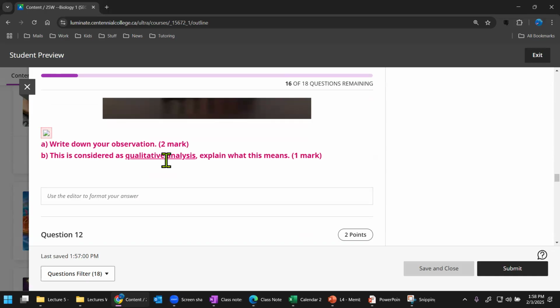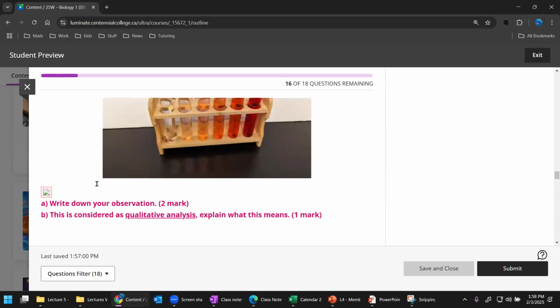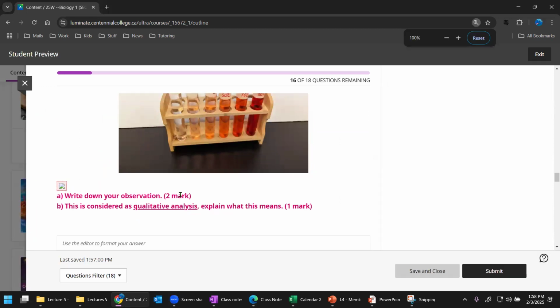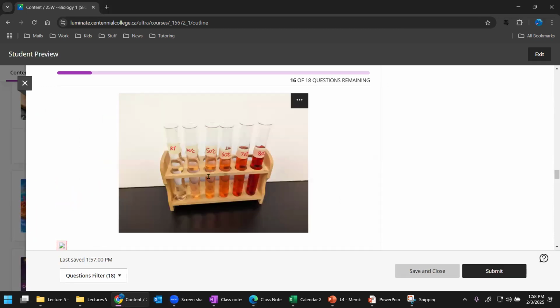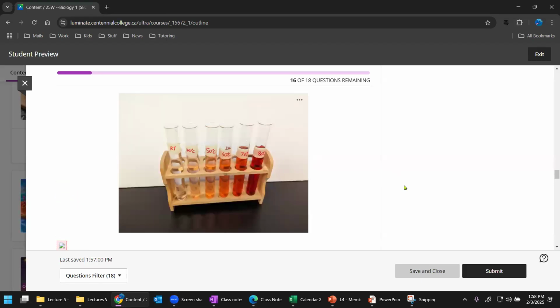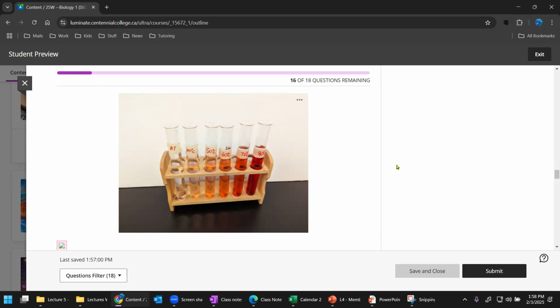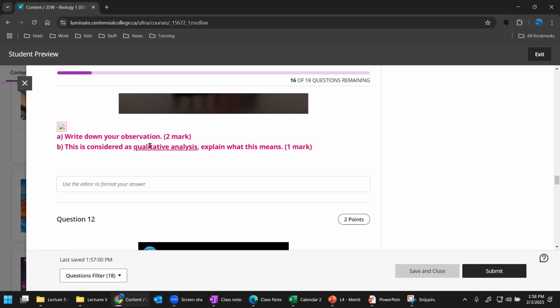Everything else should be pretty self-explanatory. I don't think there is anything that stands out particularly. For question 11, you were saying write down your observation. Basically look at the picture and describe what you see. This is a qualitative analysis, so I'm not asking for numbers or anything like that. You just describe it using your senses. That's basically what it is. Qualitative analysis, are you meaning from what we give you, or what does it actually mean?